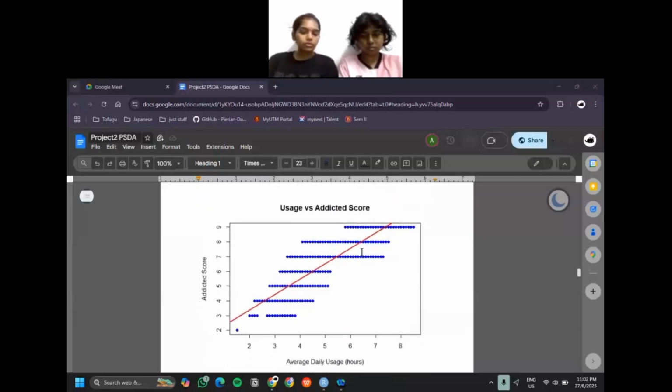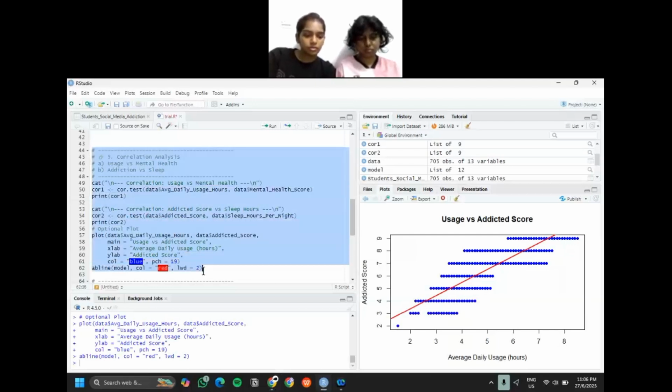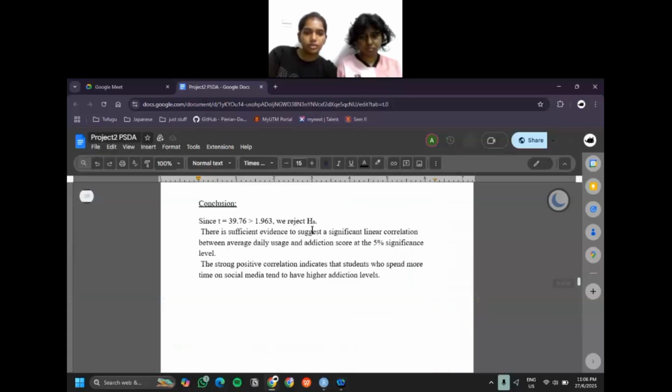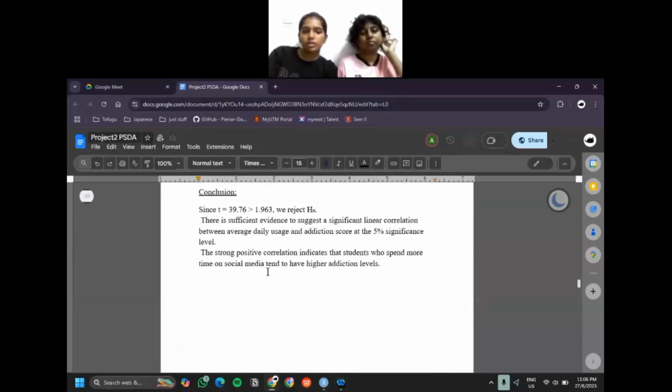Here is the graph after running the code. The conclusion is that since t equals 39.76, which is more than 1.963, we reject the null hypothesis. There is sufficient evidence to suggest a significant linear correlation between average daily usage and addiction scores at the 5% significance level. The strong positive correlation indicates that students who spend more time on social media tend to have higher addiction levels.